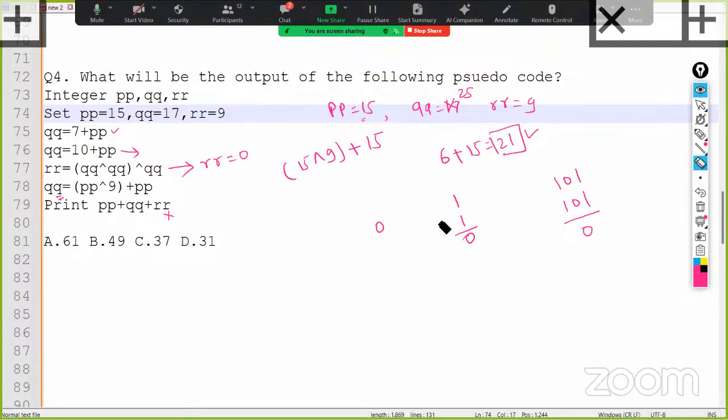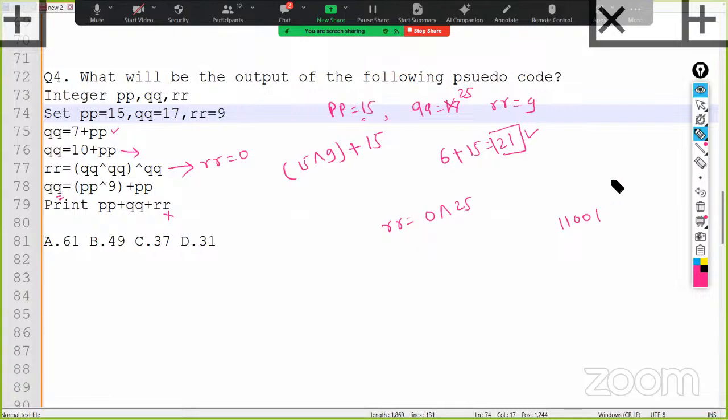Okay. Till the point we calculated this 21 as the value of QQ. Now I'm going to calculate this RR one more time. So that is 0 XOR QQ, and the QQ value is 25. What is the binary of 25? Tell me, guys. 11001. Is that right? Yes, sir.